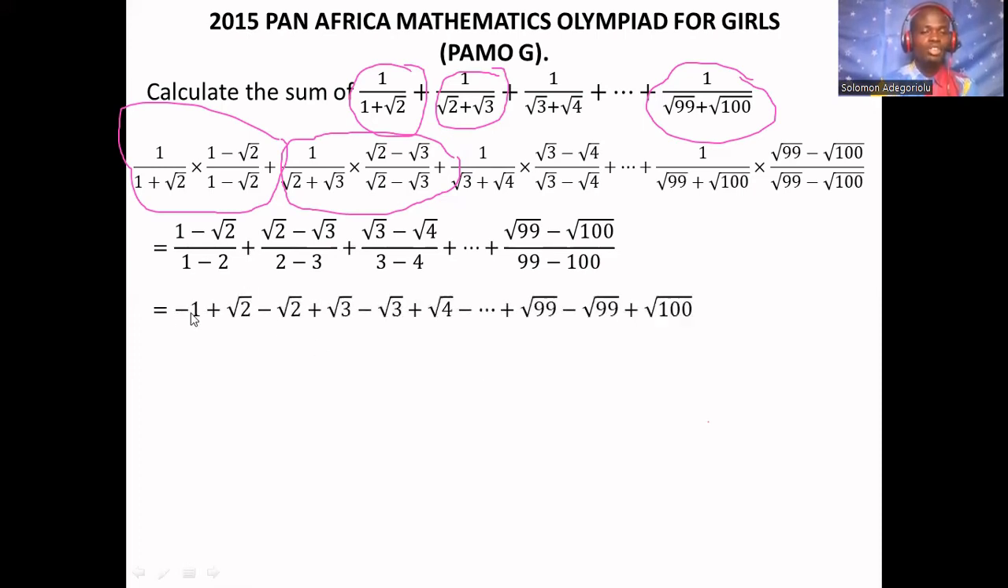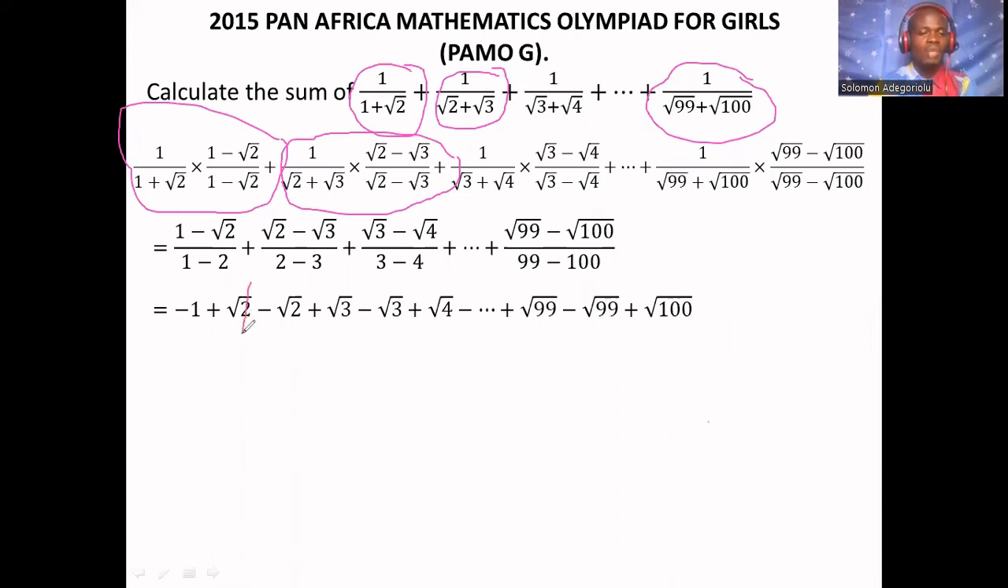We have minus 1 plus root 2, like I've said, minus root 2 plus root 3, minus root 3 plus root 4, and we get up to plus root 99 minus root 99 plus root 100. Now, if we observe this as well, we can actually cancel out some things. For us to be able to do that quickly, what we really do not need, we're going to eliminate.